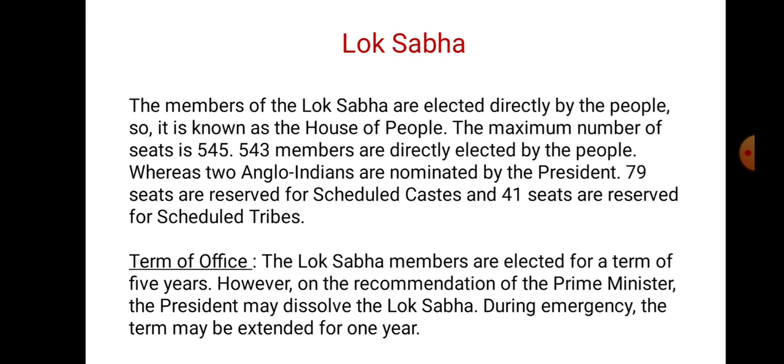During the emergency, the term may be extended for 1 year. As I said, Lok Sabha is only for 5 years. Imagine by the end of 5 years, if war is declared in the country or any financial crisis occurs, the position will be such that we cannot conduct the election. During such emergencies, the term of the House can be prolonged for 1 year. After that, once again the new election will take place for Lok Sabha. So, this is a house which can be dissolved, whereas Rajya Sabha is a permanent house.